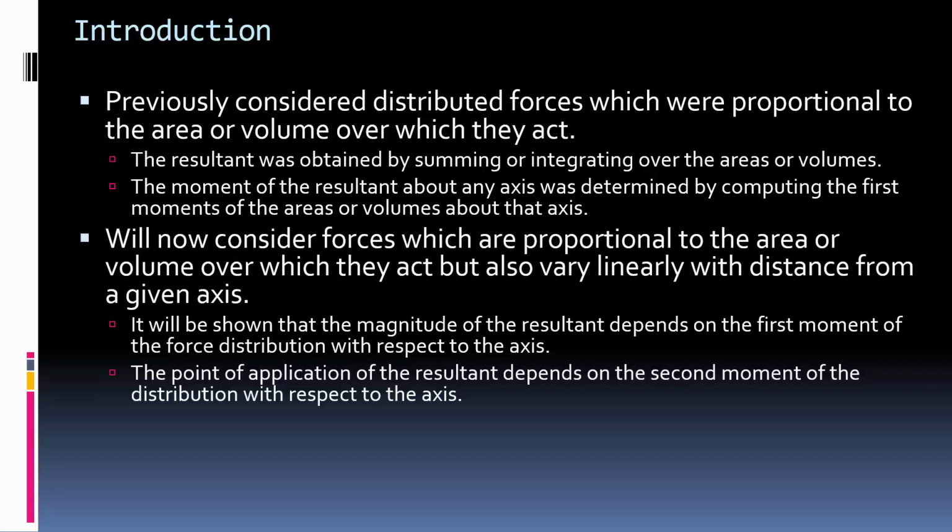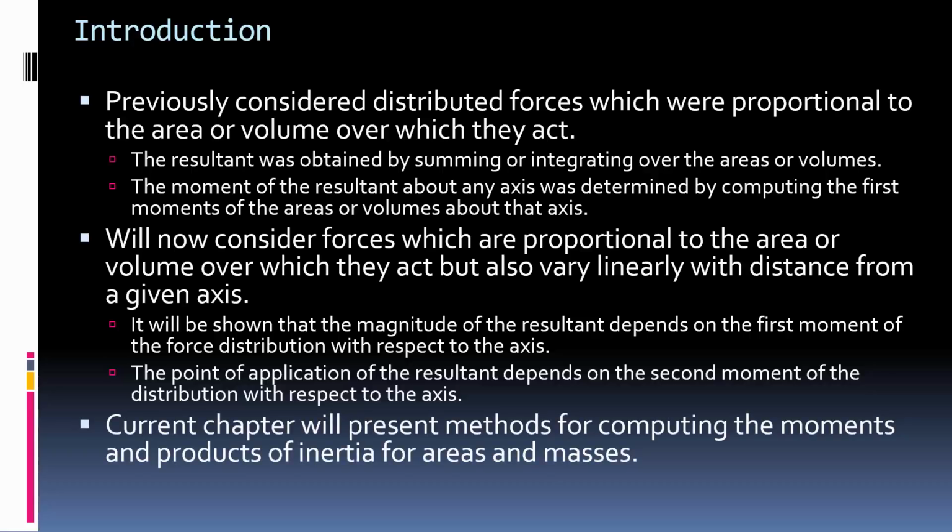We're now going to consider forces which are proportional to the area on which they act, but also vary linearly with distance from a given axis. We're going to show that the magnitude of the resultant depends on the first moment, just like before. But the point of application of the resultant depends on the second moment of the distribution with respect to the axis. So in this chapter we're going to talk about some methods for computing the moments and products of inertia for areas and masses, both areas and masses.